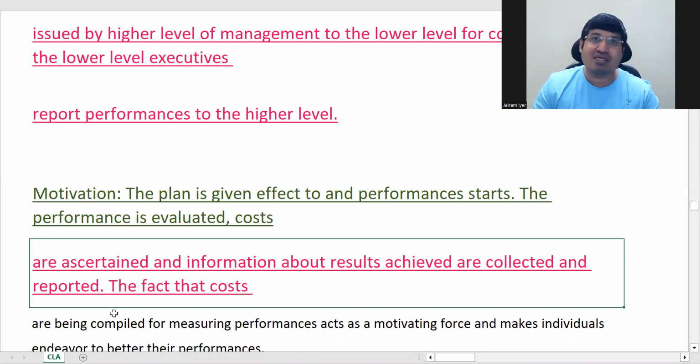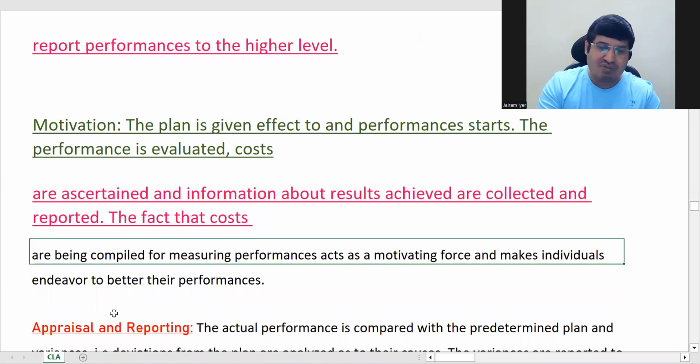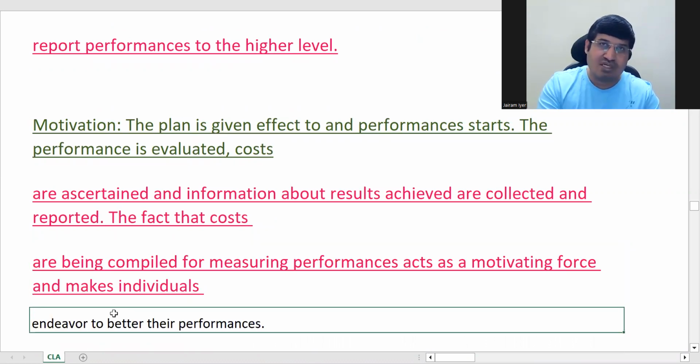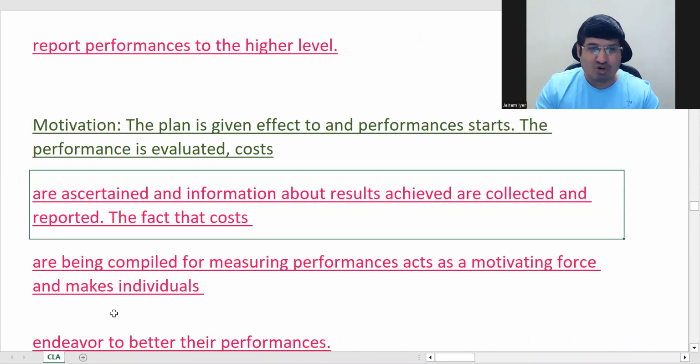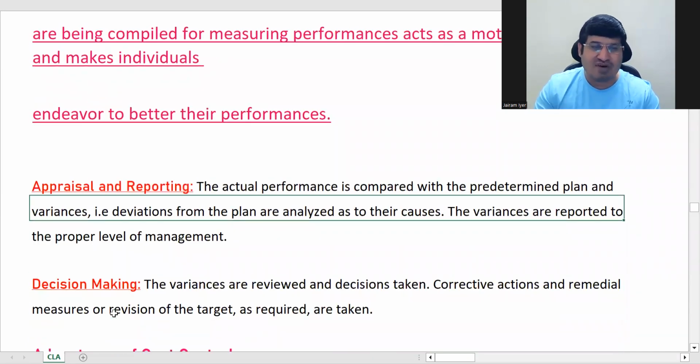And if they get, say, a better hike or anything like that, it will be based on that. So people will be motivated. That's what they are saying. It will be a motivating force for all of them. That's why implementation has been named as motivation. And only 5 steps are there.